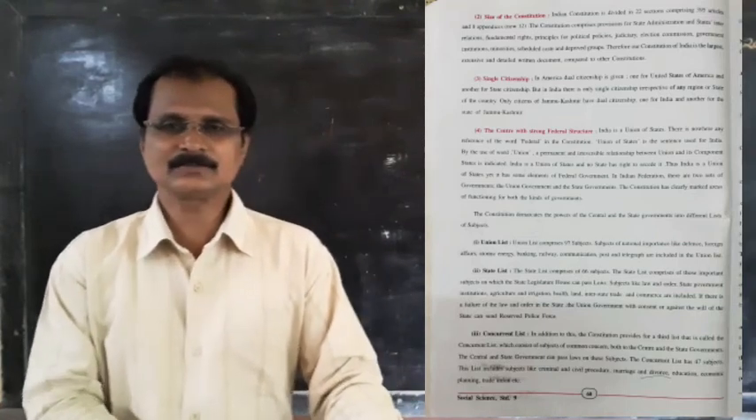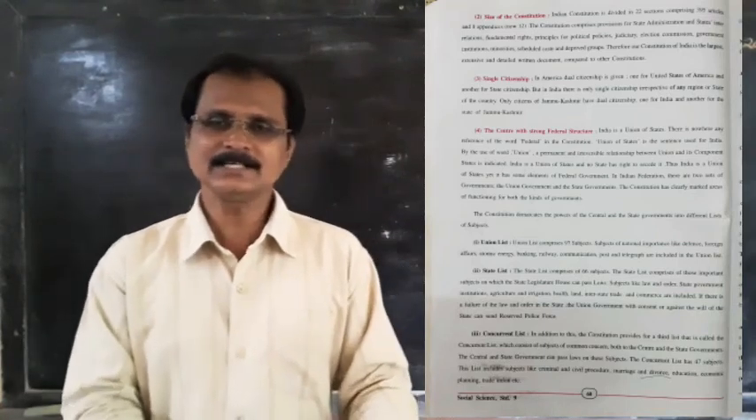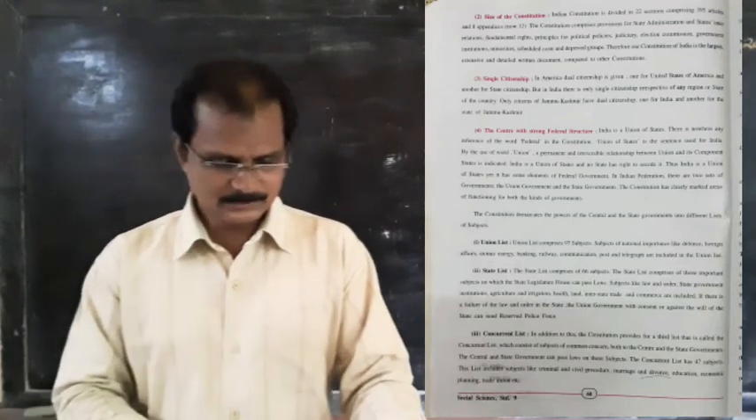Then the concurrent list. There are certain subjects which are not included in these two. In addition to this, the Constitution provides a third list called the concurrent list, which consists of subjects of common concern to both the state and the central government. The concurrent list has 47 subjects. This includes subjects like criminal and civil procedure, marriage, divorce, education and economic planning.